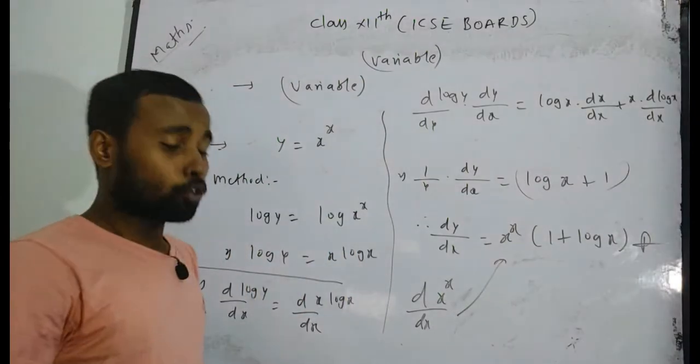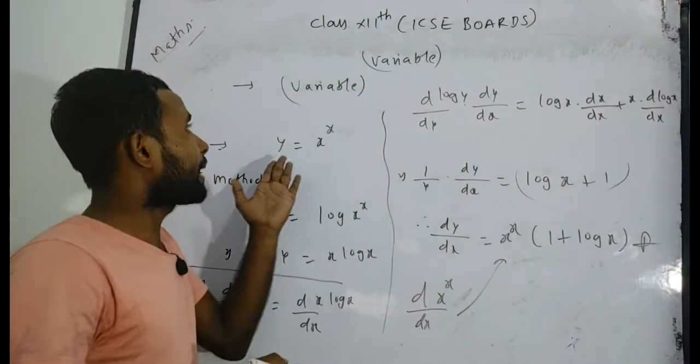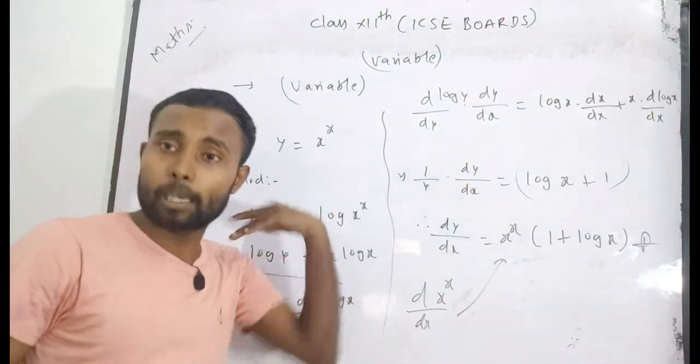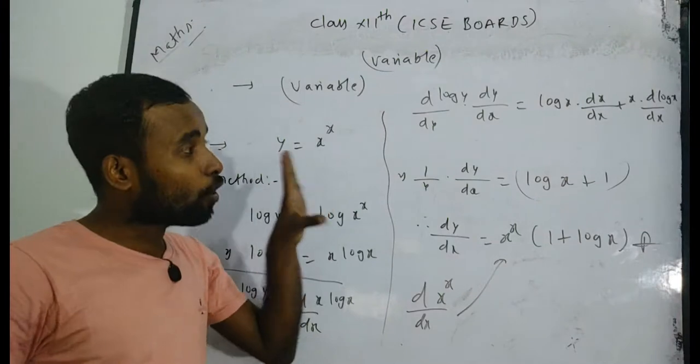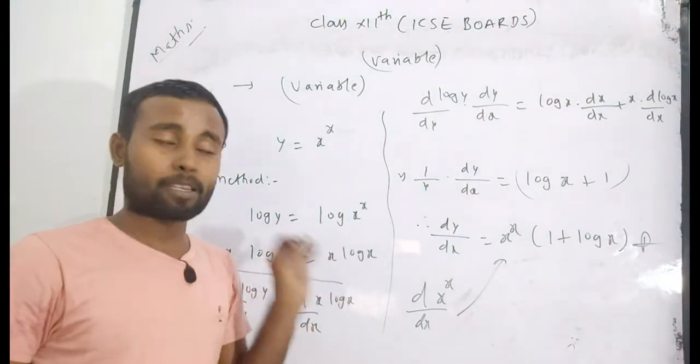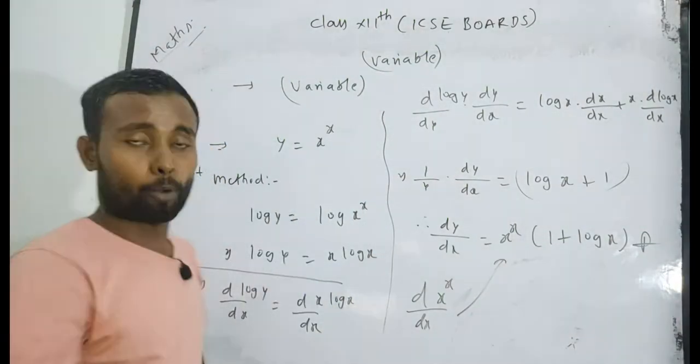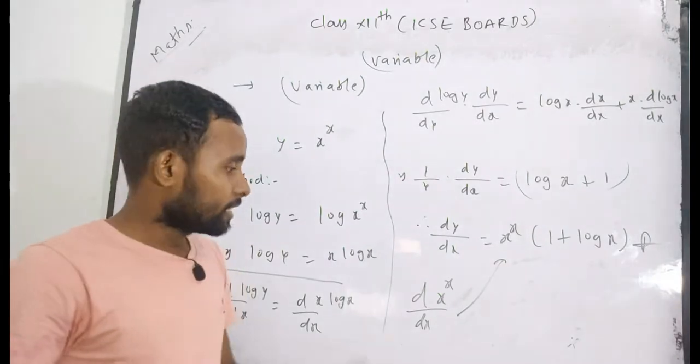Whenever your question is of the form variable to the power variable, always try to go by taking the log method. This is the simplest method to solve these kinds of problems. Have you understood? This is your first problem.